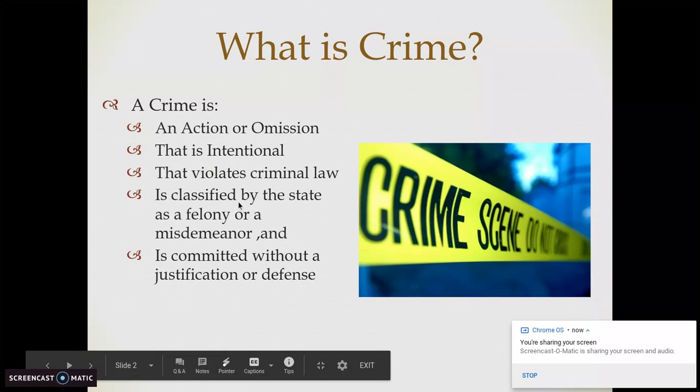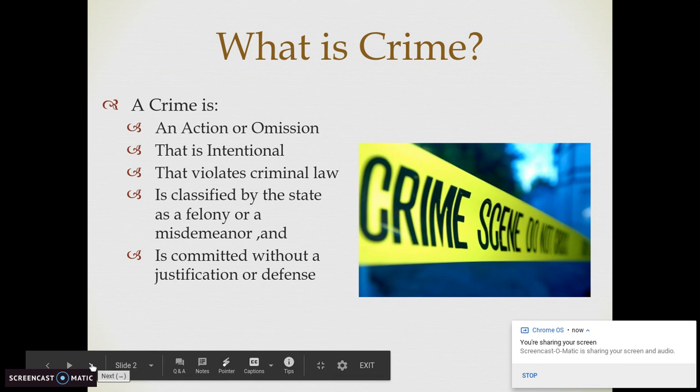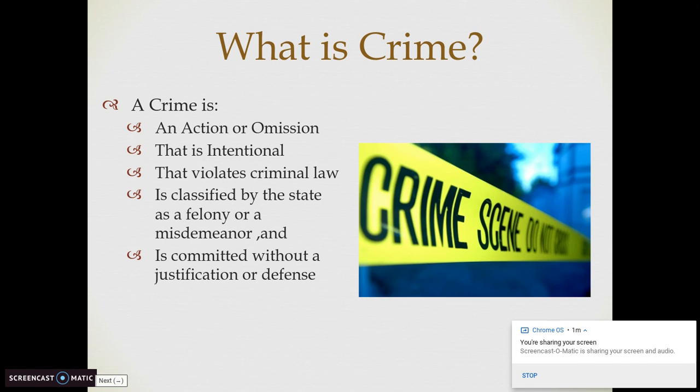Okay, a crime is an action or omission that intentionally violates criminal law, is classified as a felony, misdemeanor, or violation, and is done without a legal justification or defense. Okay? So in order for someone to be found guilty of a crime in the United States of America, their actions must meet this 5-part definition.